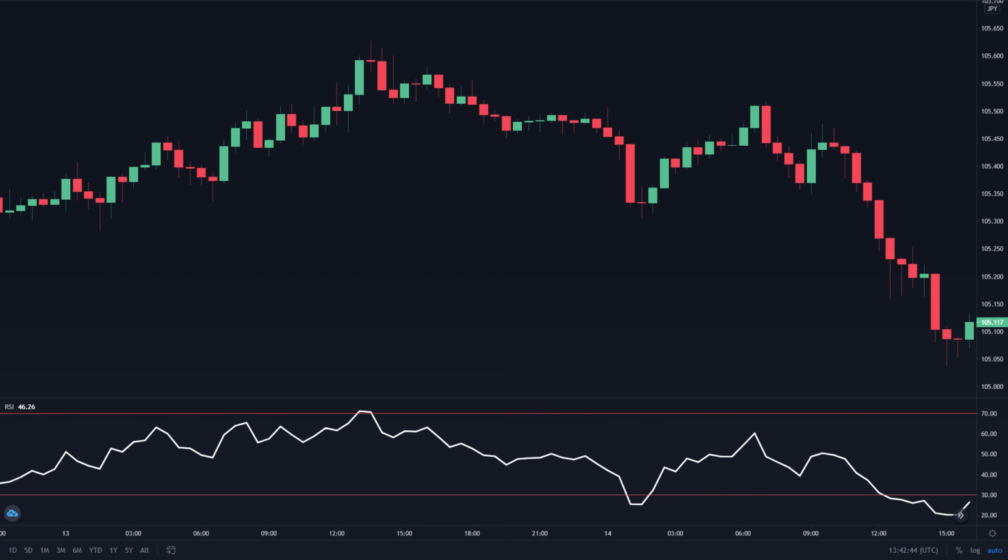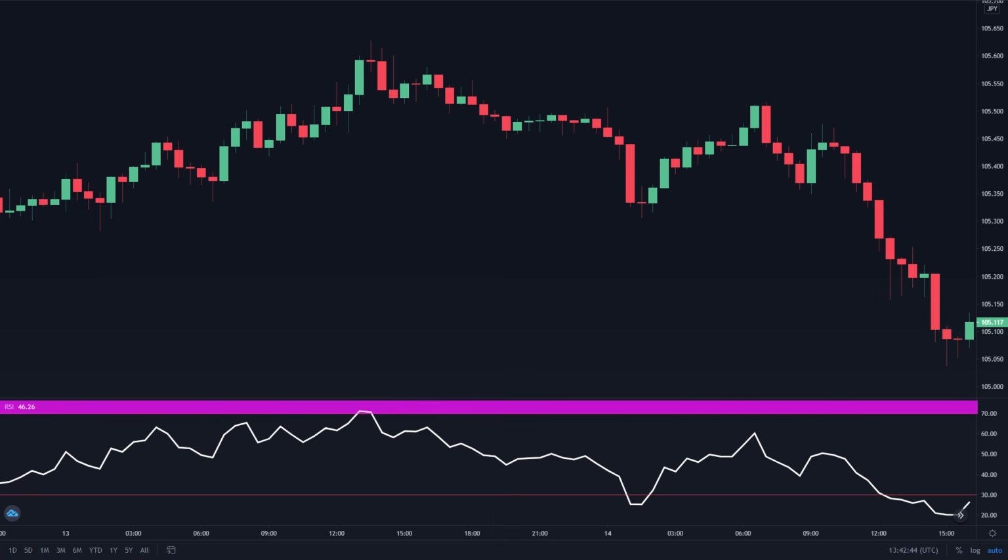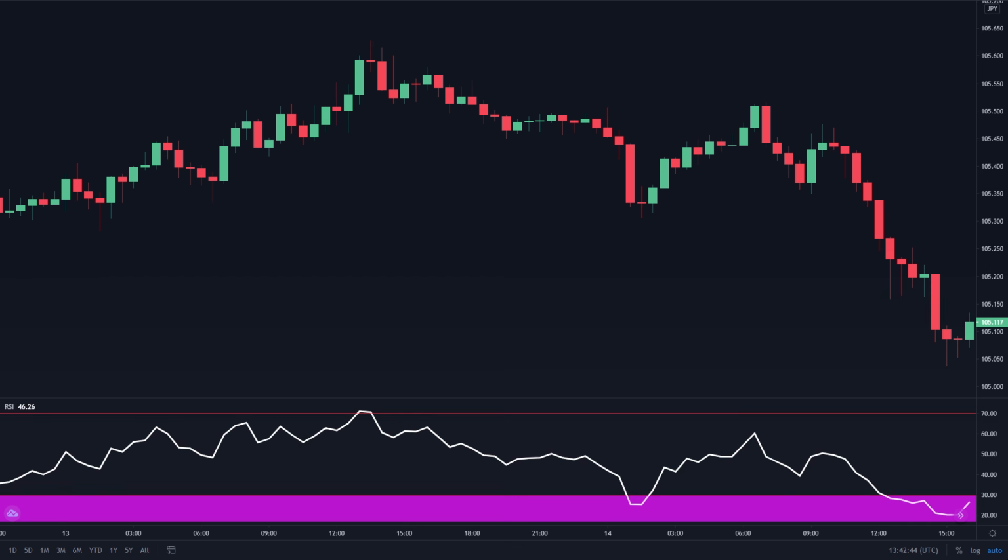So, if you open the RSI indicator, it displays a single line and 2 points, the 70 and the 30 point. If the RSI is above the 70 point, the market is considered overbought, and if the RSI is below the 30 point, the market is considered oversold.